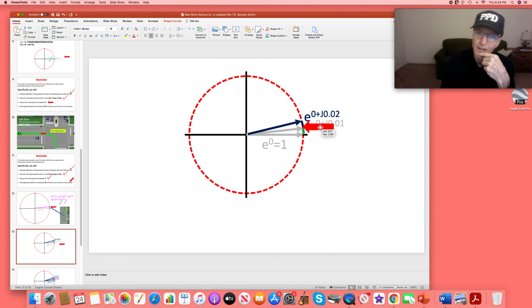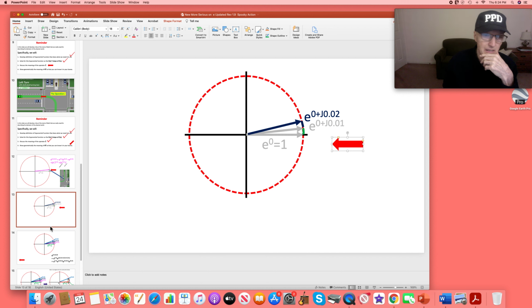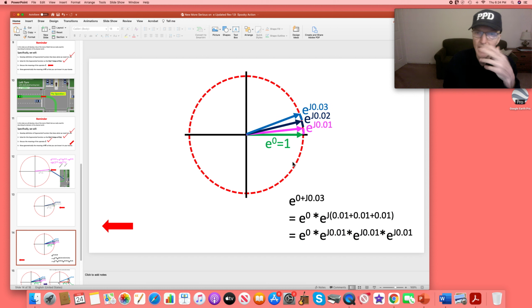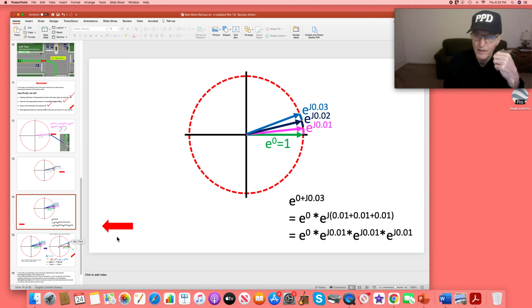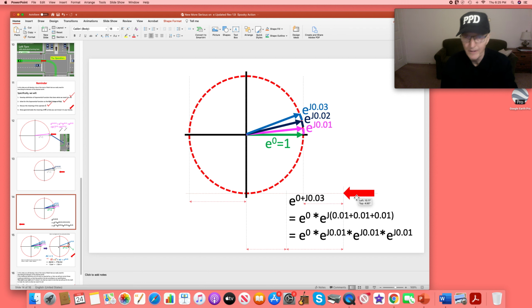Okay, so again, it's going around the circle. So now we do the same thing again, and now we're operating on e to the j 0.02, and you get that little other line segment. And I don't have to do this in green again because you know what I'm talking about. So we'll continue on. And then what do I say here? Let's look at that, because when I put notes there, it's usually some cute little thing.